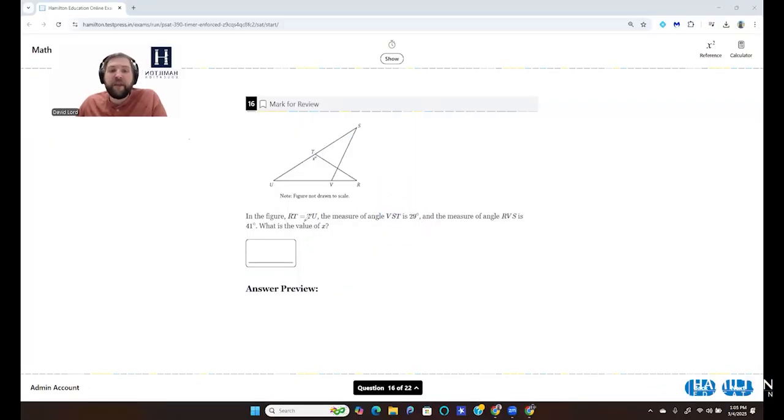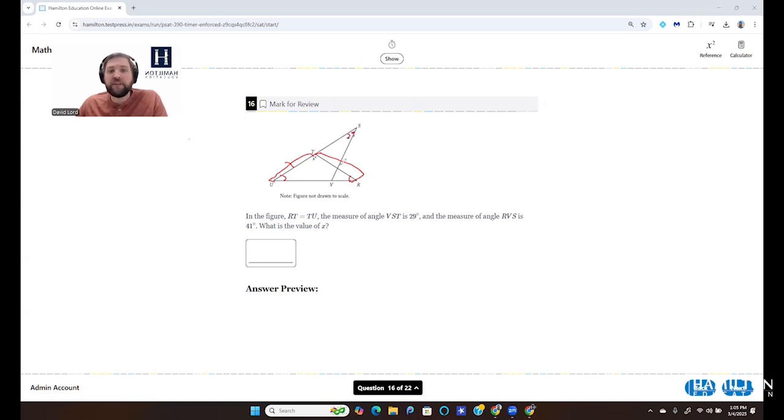Question number 16. In the figure above, RT is equal to TU. So this is a little tricky because that diagram is cut in 2 places, but I'm going to mark it like that. And I know that because it's an isosceles triangle, these 2 angles are equal. The measure of angle VST is 29.